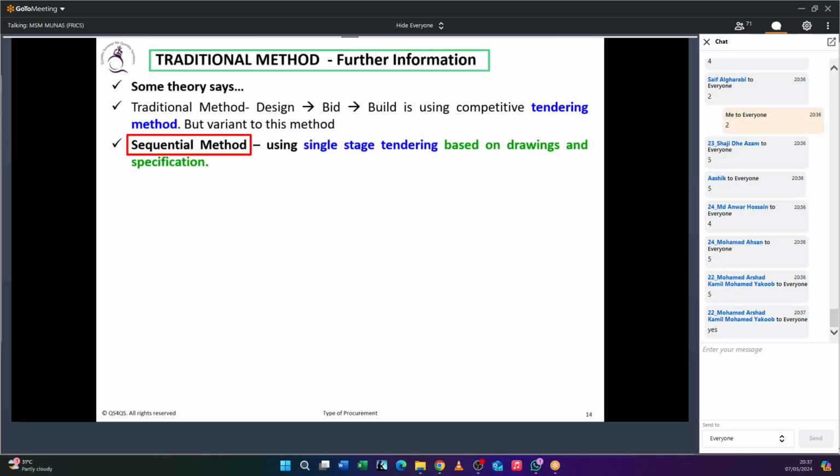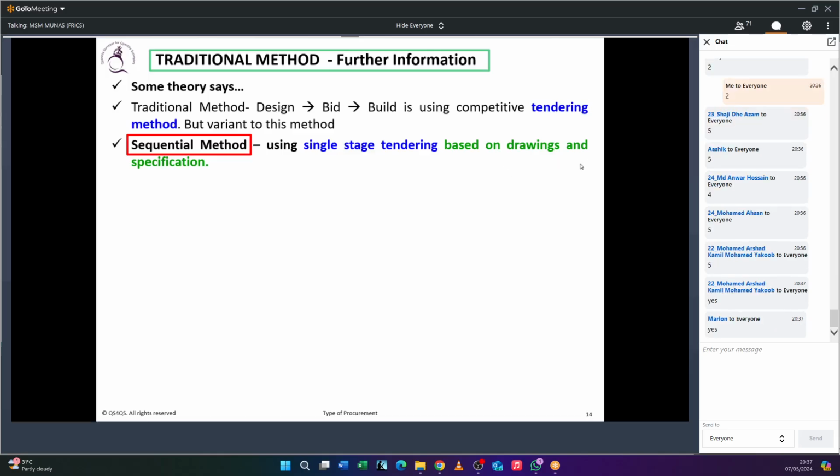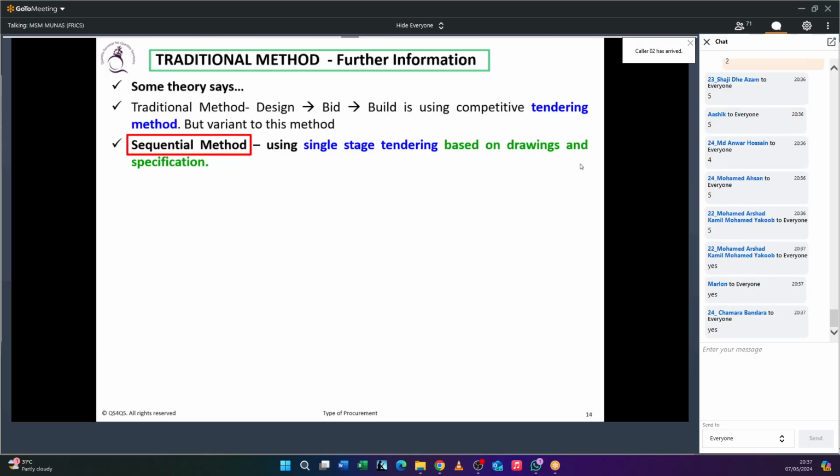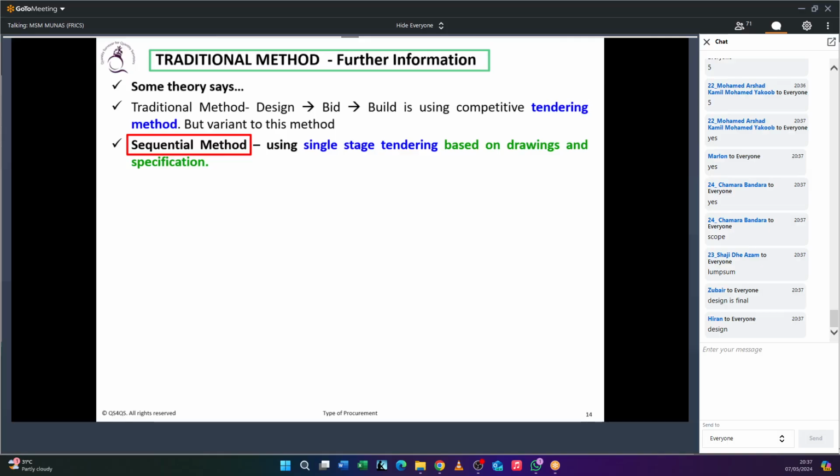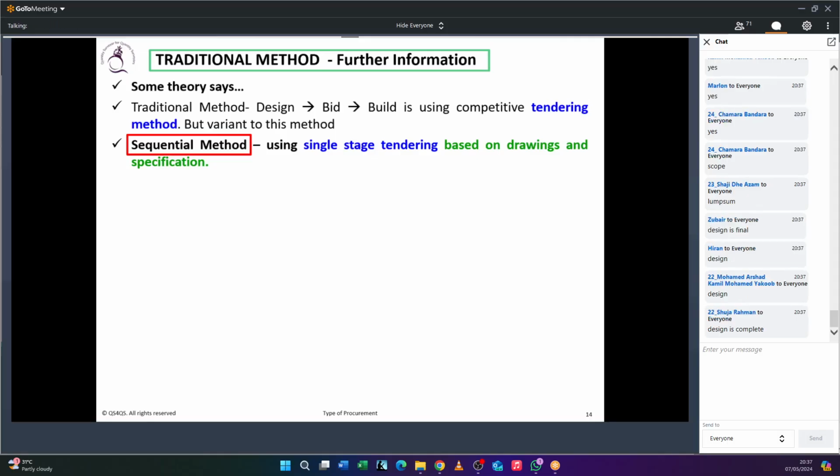Yes or no? Yes. What is based on drawing and specification? Can someone say what this is exactly? Based on drawing and specification. What is that? Not scope. It is a variant of lump sum contract. Very good.